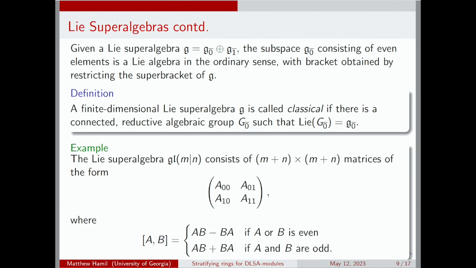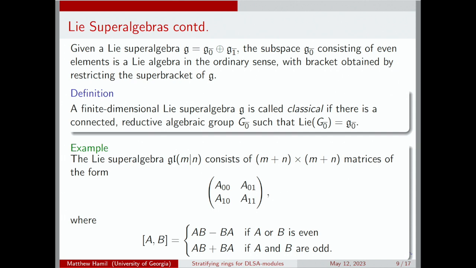Given a Lie superalgebra, the first thing you can notice is that the even part, g_0, if you restrict the bracket, is going to be a Lie algebra in the ordinary sense. And we want to call a finite dimensional Lie superalgebra classical if there's a connected reductive algebraic group G_0 such that Lie of G_0 is the Lie algebra g_0. If you have ever seen this, then this is the example you saw.